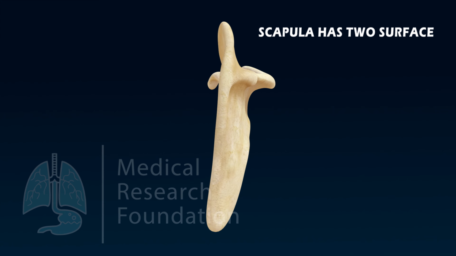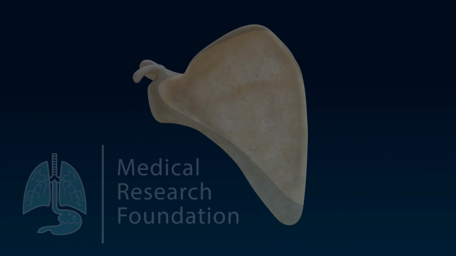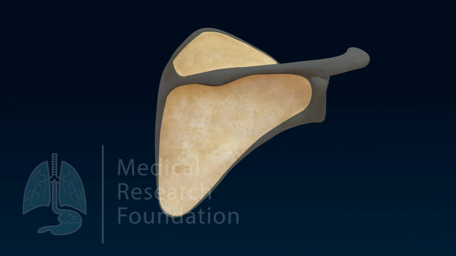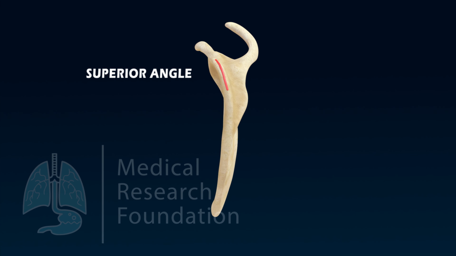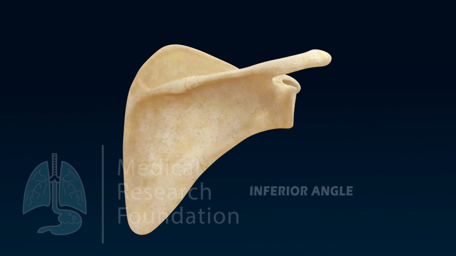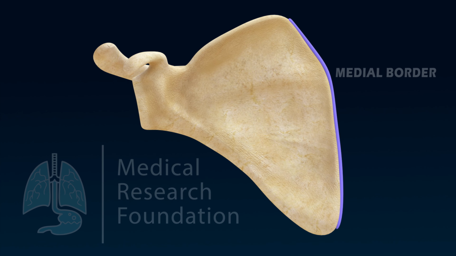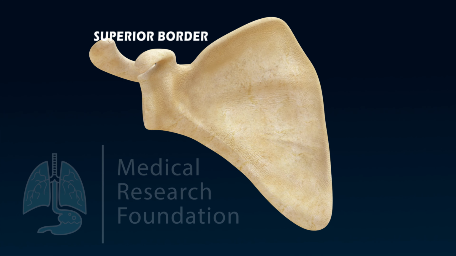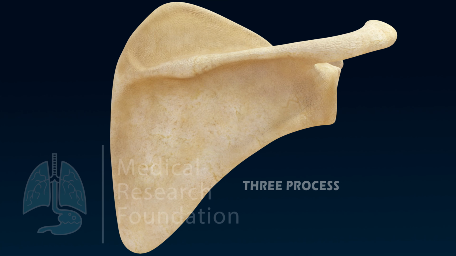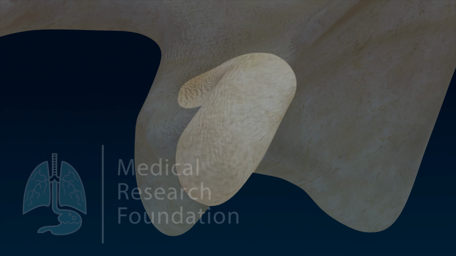Parts of the scapula. Scapula has two surfaces, anterior and posterior, 3 angles, superior, inferior, and lateral, 3 borders, medial, lateral, and superior. And finally, 3 processes, spinous, acromion, and coracoid process.